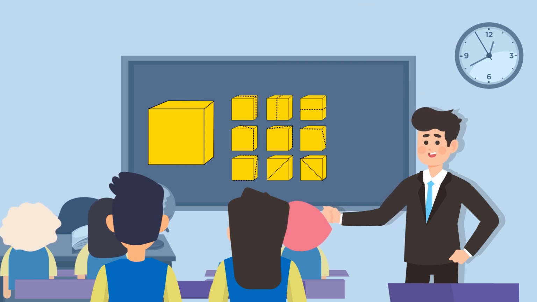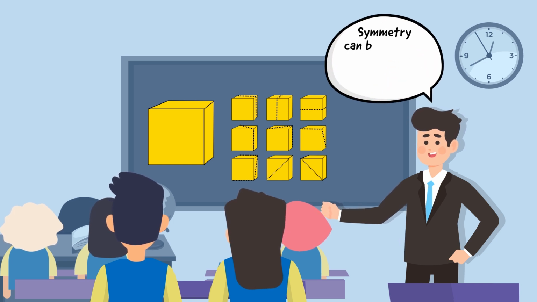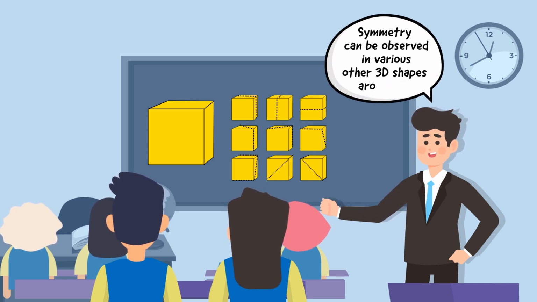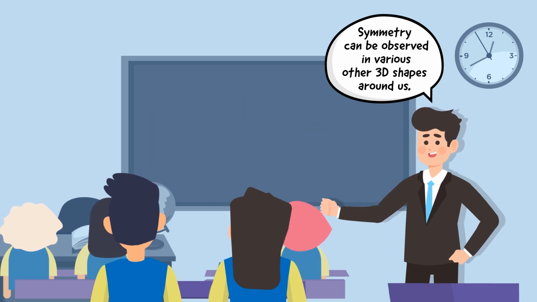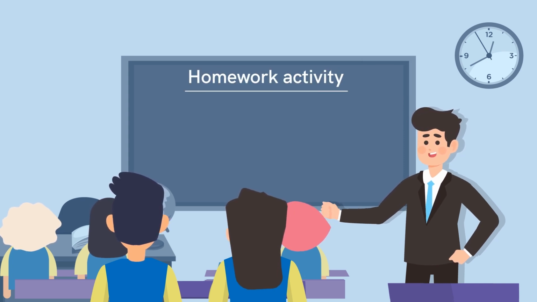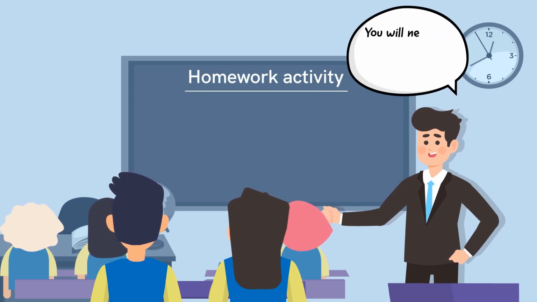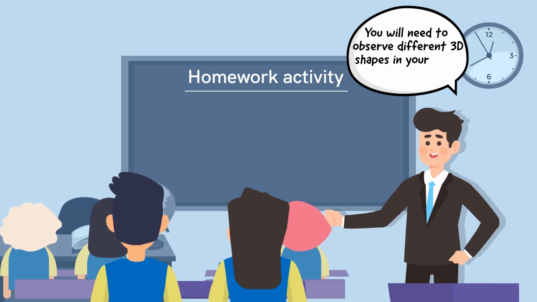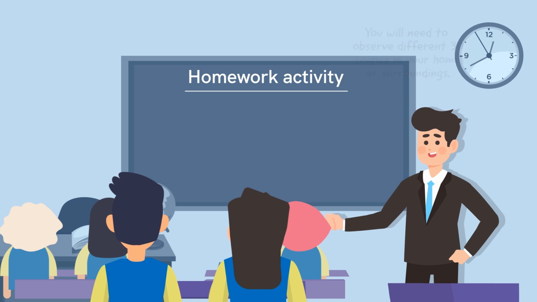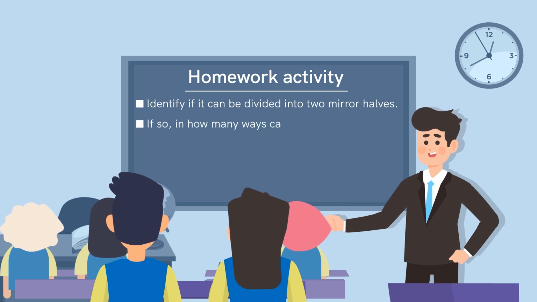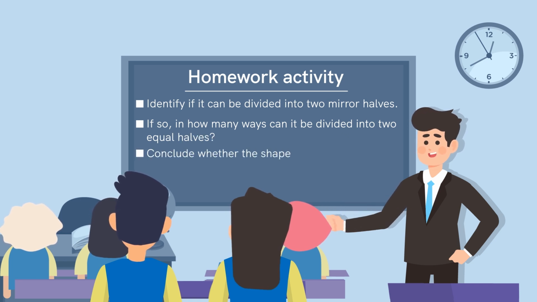We shall then conclude the class by stating that symmetry can be observed in various other 3D shapes around us. So now, based on our statement, we shall give the students some homework activity to perform. Inform the students that they will need to observe different 3-dimensional shapes in their homes or surroundings. With each shape, the students will have to identify if it can be divided into 2 mirror halves. If so, in how many ways can it be divided into 2 equal halves? And conclude whether the shape is symmetrical or asymmetrical.